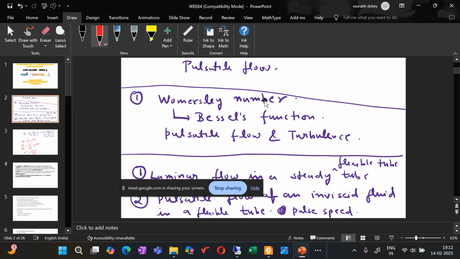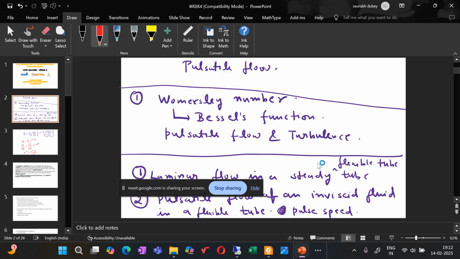Obviously it depends on the Womersley number, right? If the Womersley number is low, the viscous effects are very high, and if the Womersley number is high, the inertial effects are high, and obviously the viscous effects are low. On the Womersley number also we will be solving some questions.